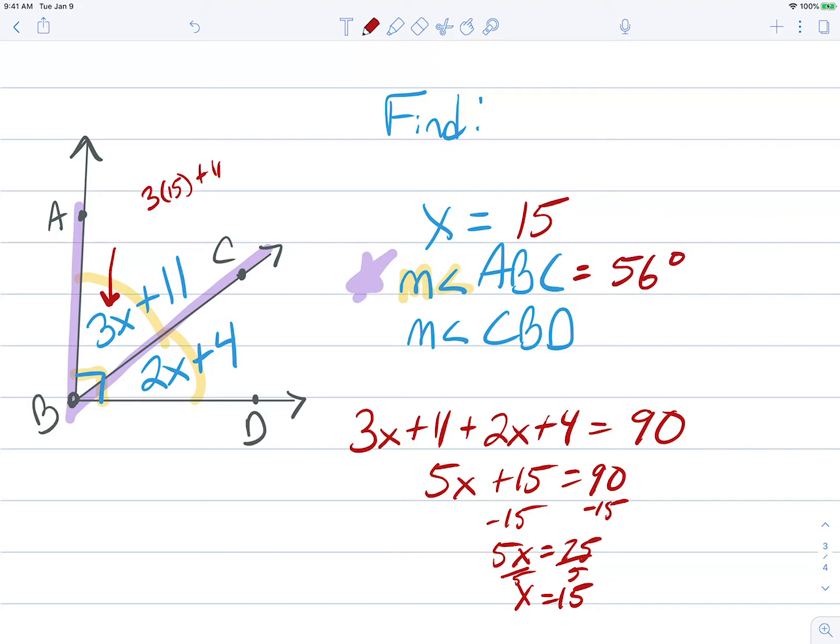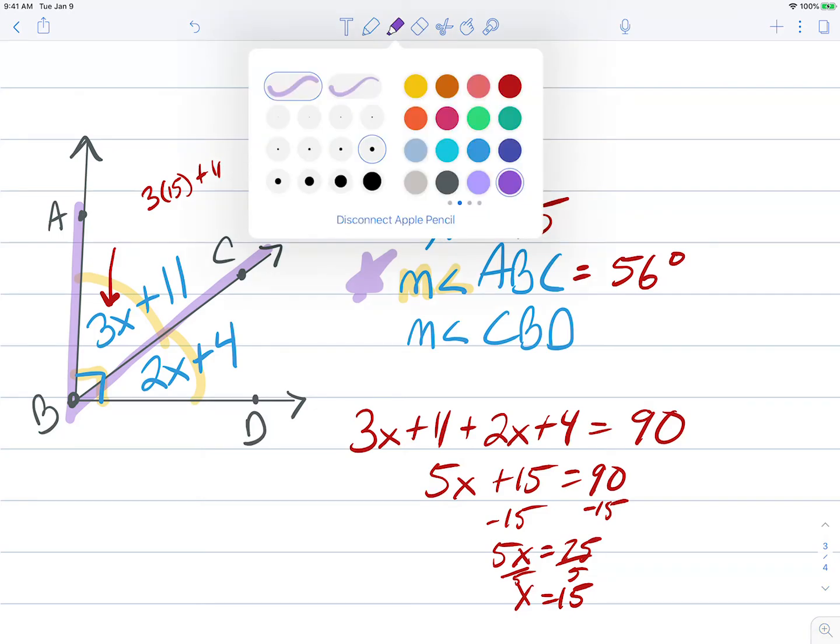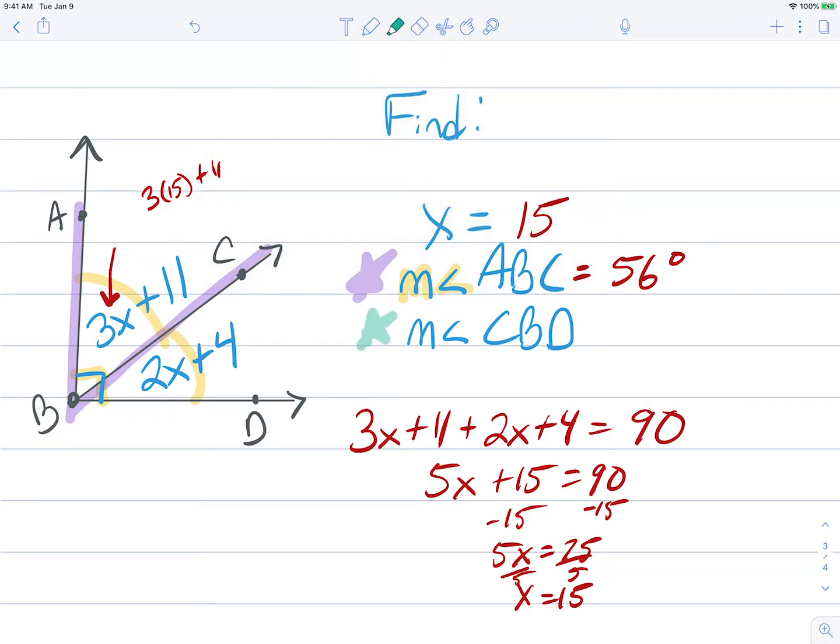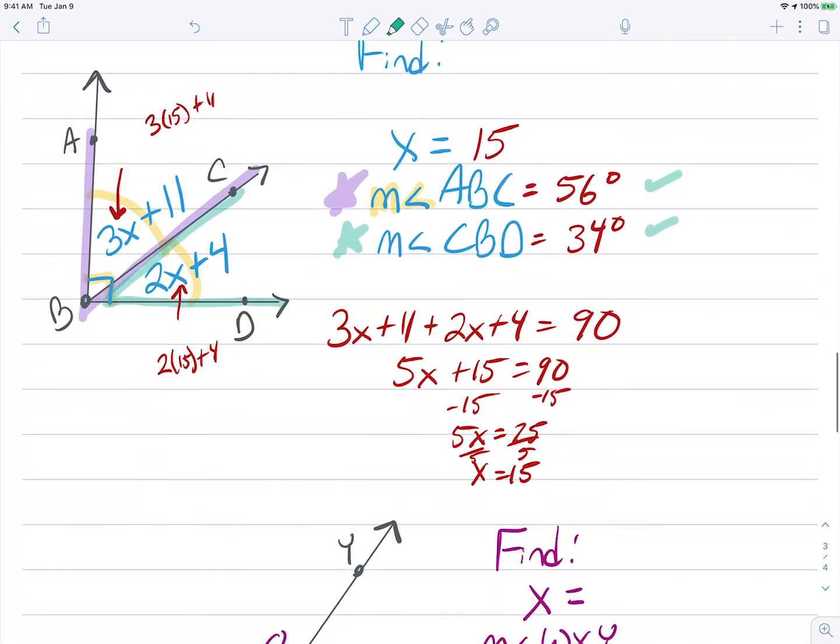Angle CBD. So again, I'm going to trace that just to make sure I'm finding the right angle. From C to B to D is that bottom angle. So I'm going to plug 15 into here. So 2 times 15 plus 4. 2 times 15 is 30, plus 4 is 34 degrees. Now double checking my answer, is 56 plus 34 90? Yes it is. That means I found my correct x and I've computed everything correctly.